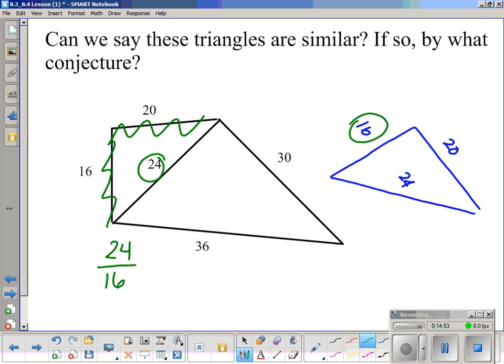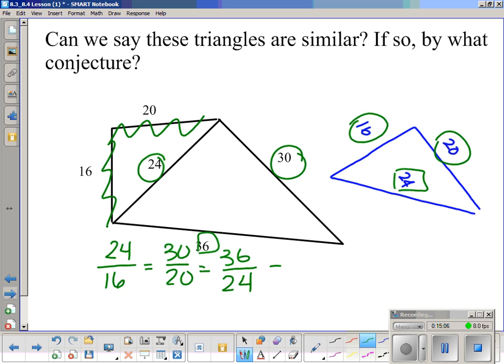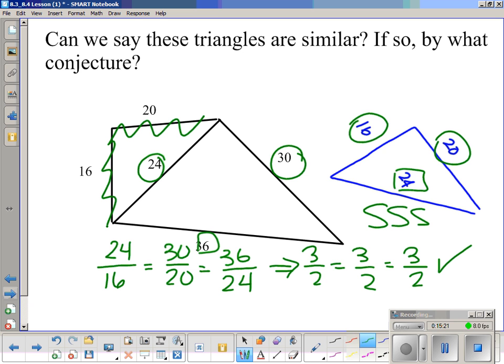So 24 over 16 has to equal 30 compared to 20. And our last one, 36 to 24. All of those simplify to, let's see, 24 and 16 are both divided by 8, so we get 3 halves. 3 halves for 30 over 20, that one's easy. And 36 and 24 are both divided by 12, I get 3 halves. So yes, they are proportional. So the answer is side-side-side.